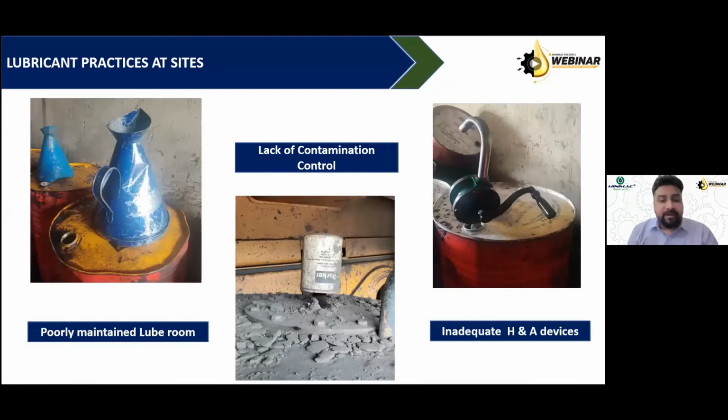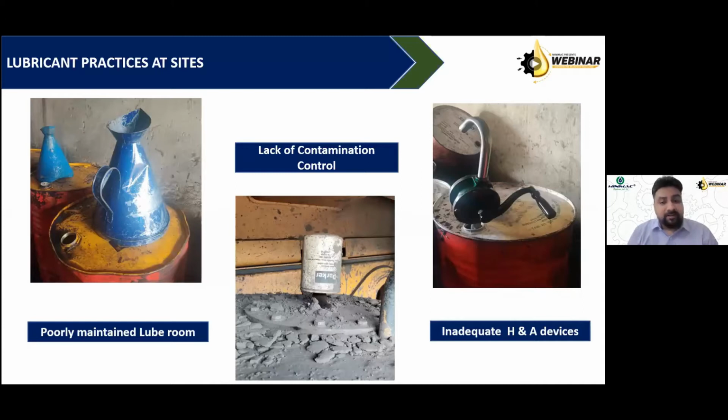So here we have identified certain lubricant practices at various plants. Some of the live pictures is what we have used. So the first picture is a poorly maintained lube room. Lube room concept is very important because in a lube room, you can actually demarcate what are the lubricants you are using. You can keep them in a proper storage facility. You can separate them out. So as you have a very special lubricant that is for use for compressor, you can mark it as a separate lube so that it isn't used by some other application.